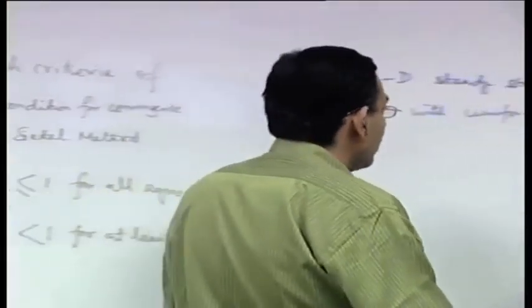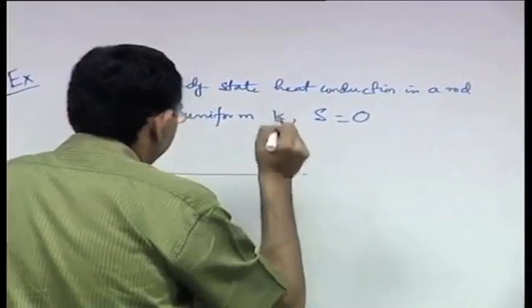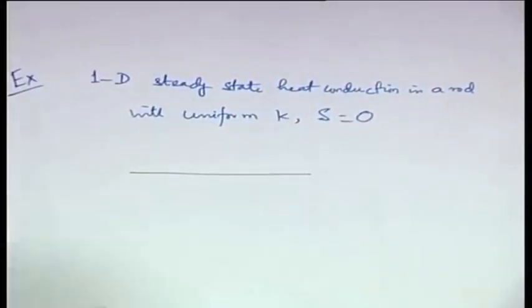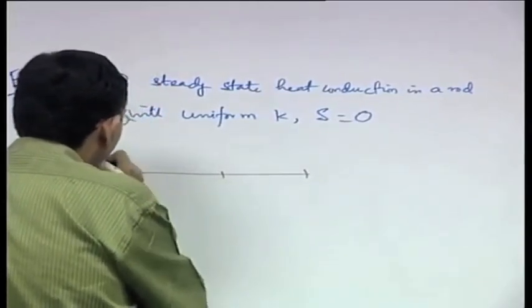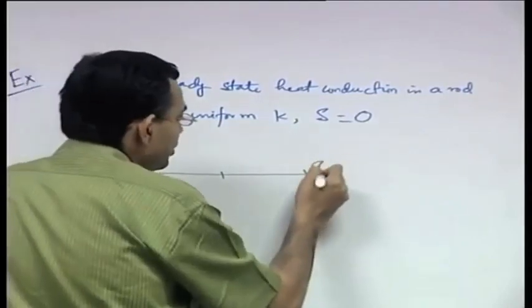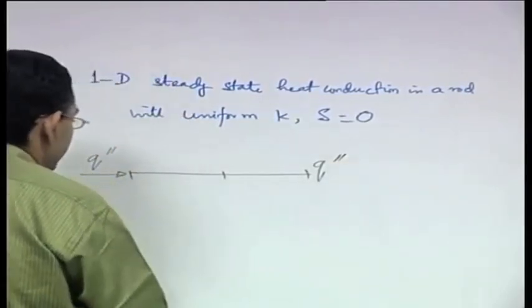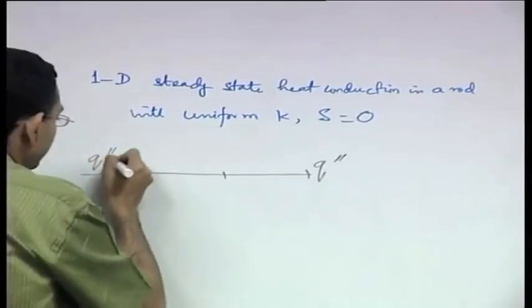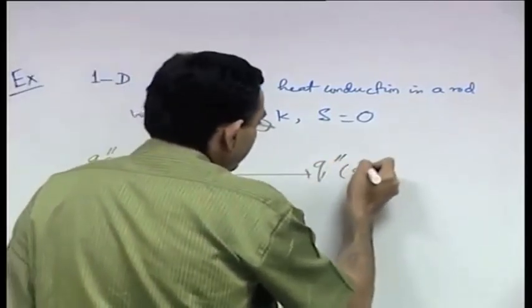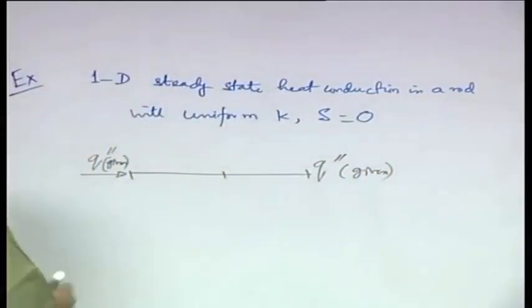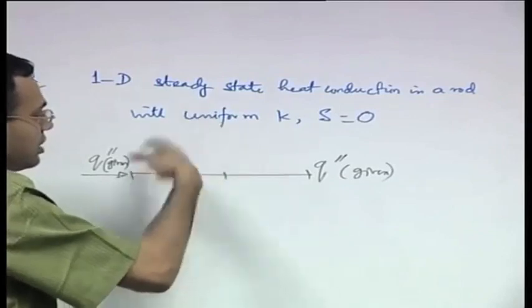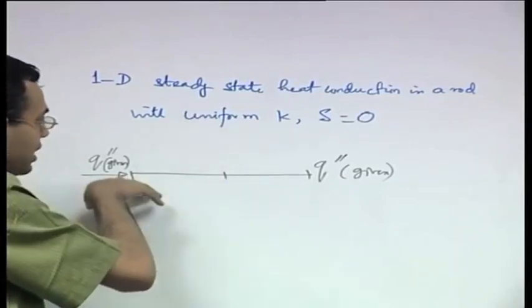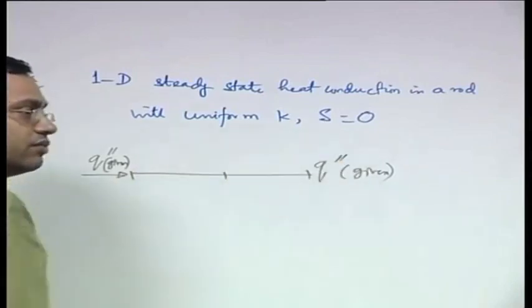Now, let us say that we have a rod of some length L, where we are specifying the heat flux boundary condition at both the sides, and they are equal. Obviously, if you have one dimensional heat transfer at steady state and no heat is generated inside, whatever heat flux has entered from the left face, the same should leave the right face.